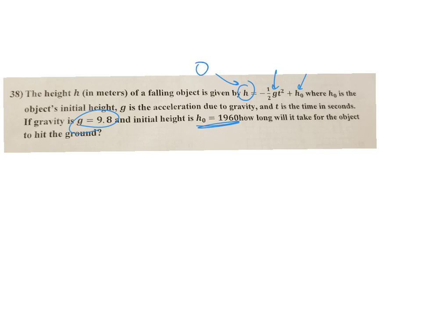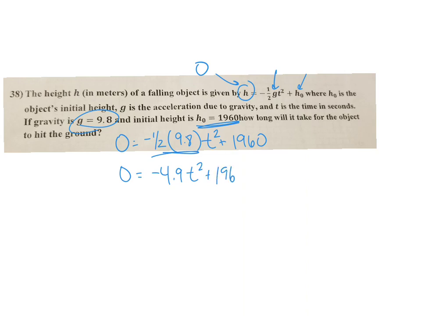So I'm going to write my equation. It's going to say 0 equals negative 1/2. Instead of g, I'm going to put 9.8. And I don't know t. Plus 1,960. Alright, so that's pretty easy to start. Now I'm going to do some multiplying. I'm going to multiply these two together. I'm going to get 0 equals negative 4.9 t squared plus 1960.